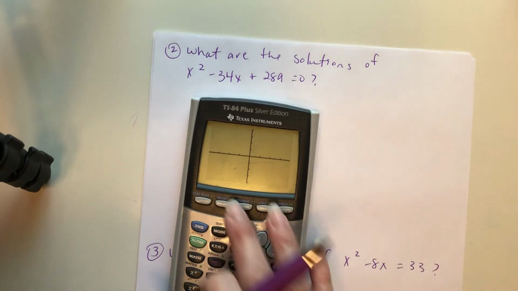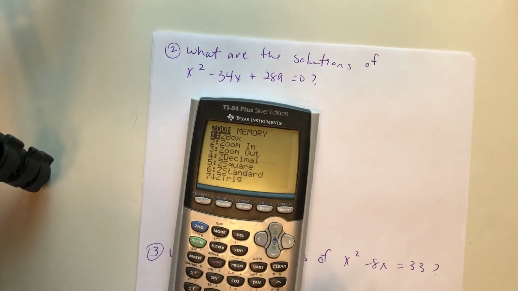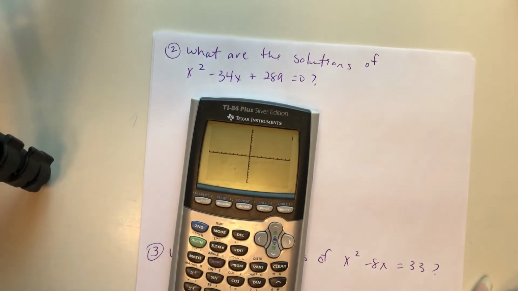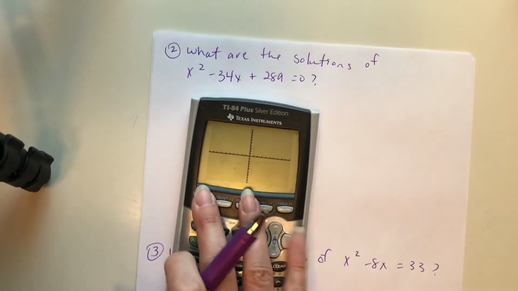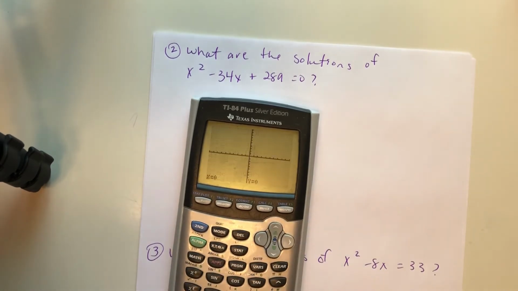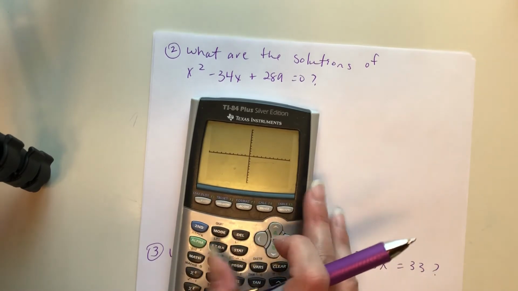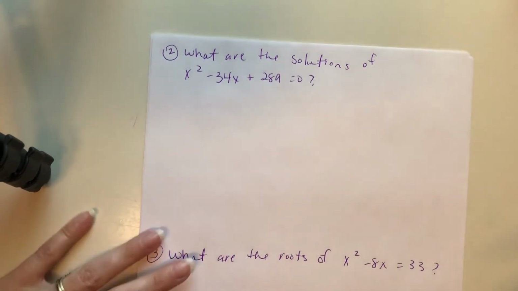Looks like I need a bigger window, so I'm going to go to zoom. I'm going to go to 6 for zoom standard, and then I'm going to try it. Okay, still not showing me anything. Zoom out some more. 3 for zoom out graph. Well, it's just not showing up on here right now, so we'll just go on and solve it.